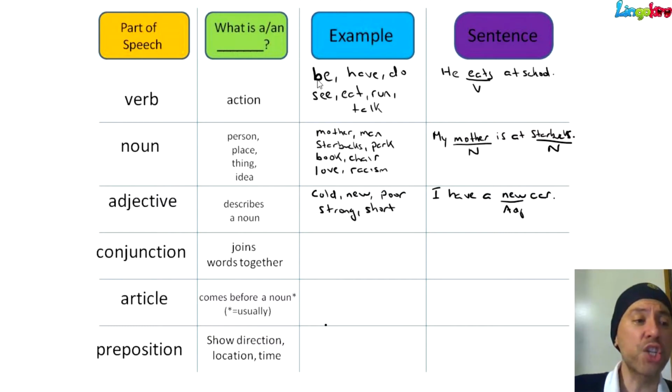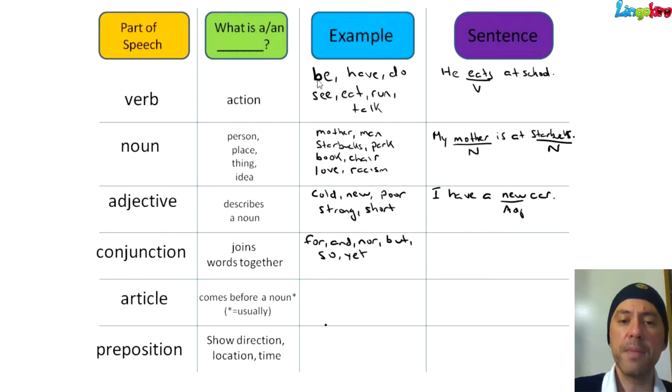Let's look at conjunctions. Conjunctions join words together. So we have several conjunctions. For example, for, and, nor, but, so, and yet. Okay? These are examples of conjunctions.